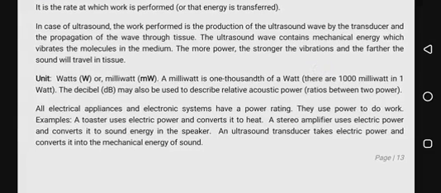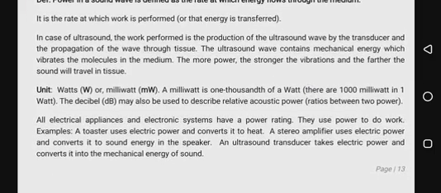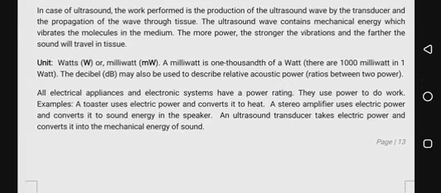The unit for power is watt, milliwatt. A milliwatt is 1/1000th of a watt. Now the decibel may also be used to describe the relative acoustic power. That is the ratio between the two powers.